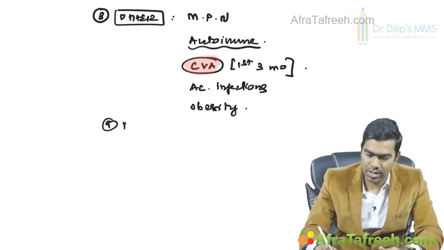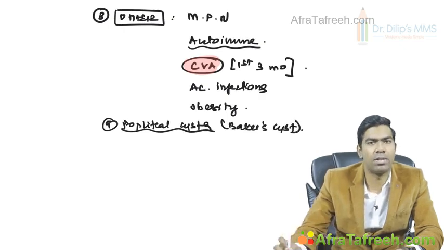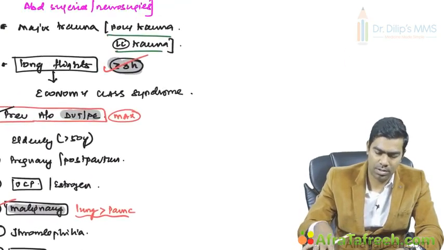Then you can get it with popliteal cysts. These are very rare causes. Popliteal cysts are otherwise referred to as Baker's cysts, synovial protrusions. These can expand and compress on the nearby vein, resulting in stasis and DVT formation.